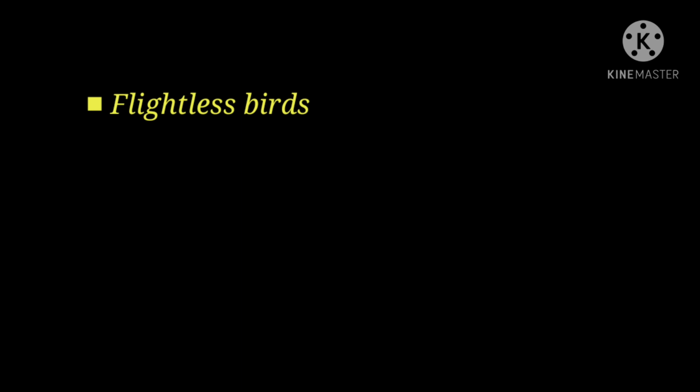We know that the bodies of birds are covered by feathers. These feathers also help them to fly. There are three types of feathers present in birds. Number 1, flight feather. Number 2, down feather. Number 3, body feather. So, flight feather.